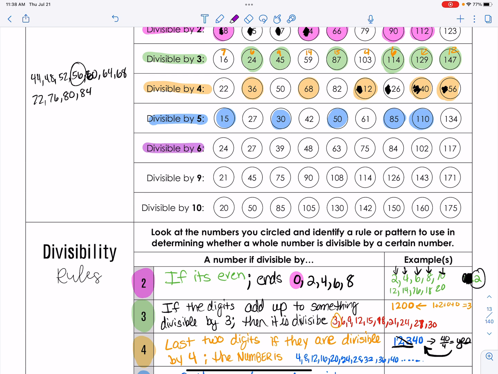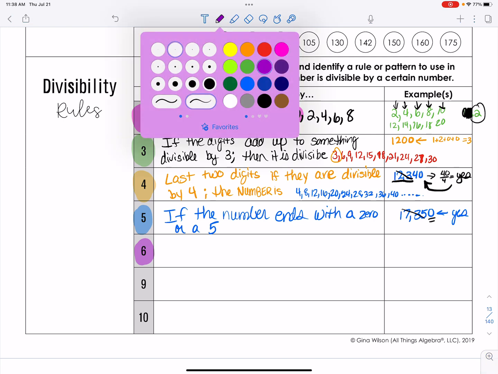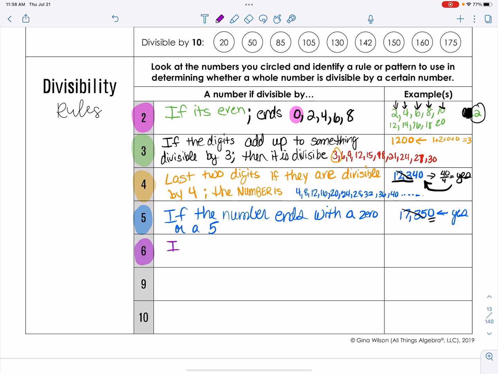Okay, 6 is a little more complicated, but it helps if you know it. It might help you in the long run. So here is the rule. A number is divisible by 6 if it's divisible by 2 and 3. So I put a little yes at it.